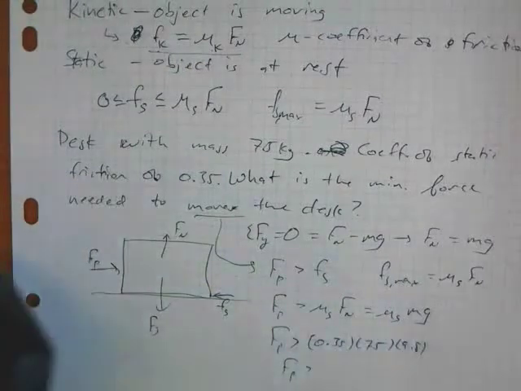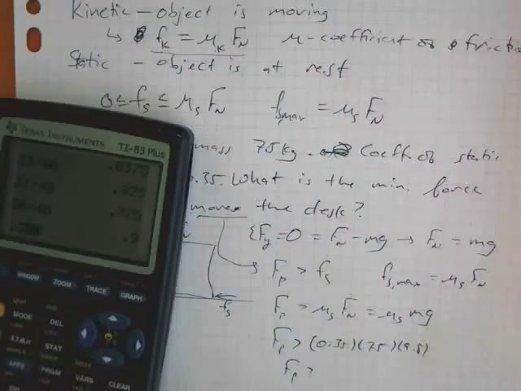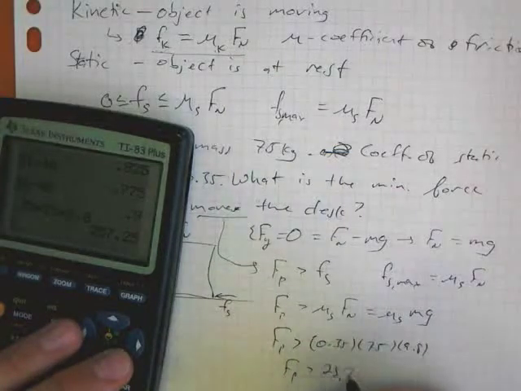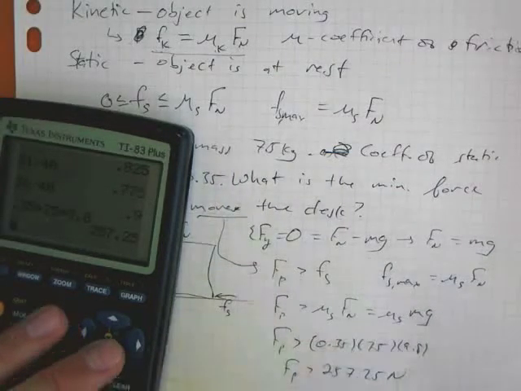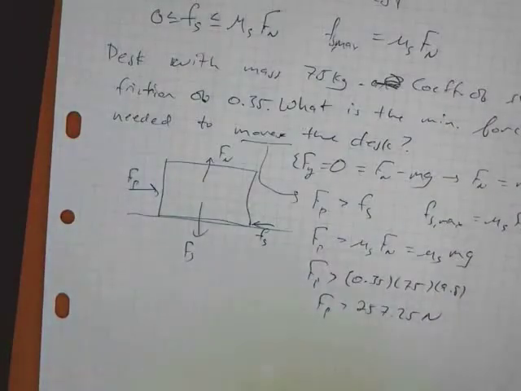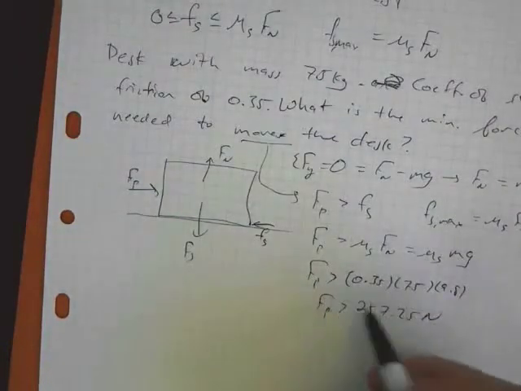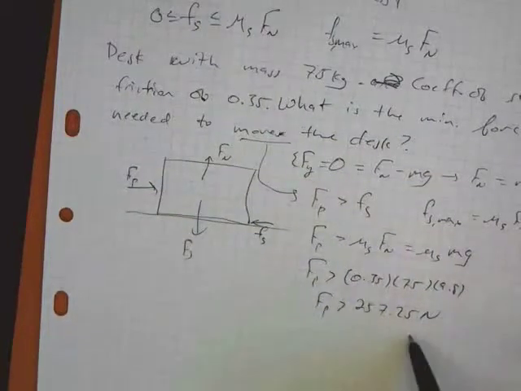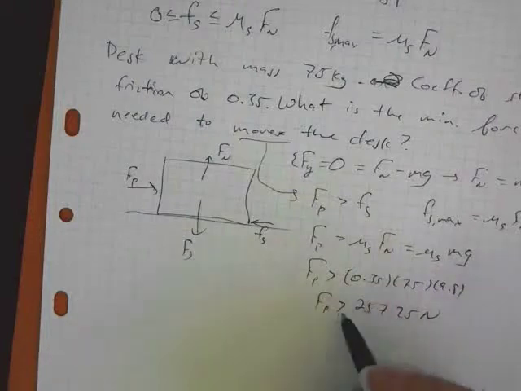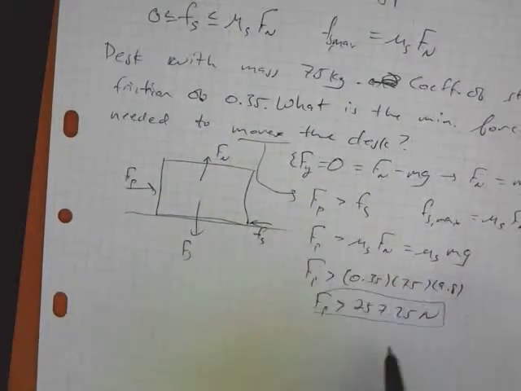And if I'm setting my calculator real quick, 0.35 times 75 times 9.8, that's 257.25 newtons. So if we get a force of just a hair over 257.25 newtons, the desk will start moving. Okay. So that's the kind of problem you typically see with static friction.